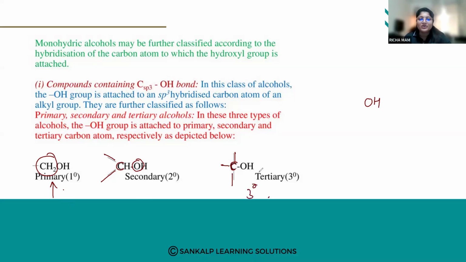So based upon the carbon atom to which the OH group is attached, it is classified as primary, secondary, and tertiary. Here the OH group is attached to a carbon which is attached to only one carbon atom. Here the OH is attached to a carbon which is further connected to two other alkyl groups.